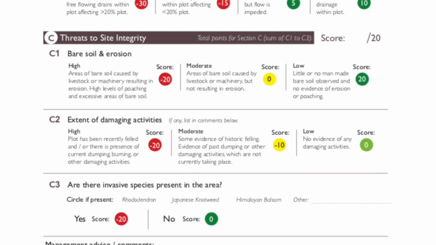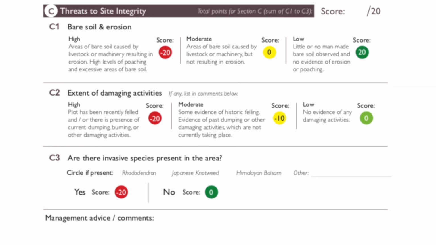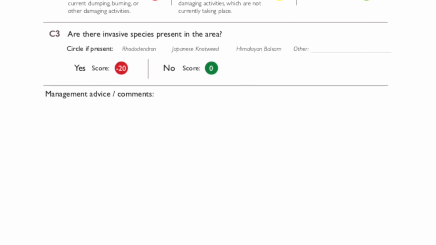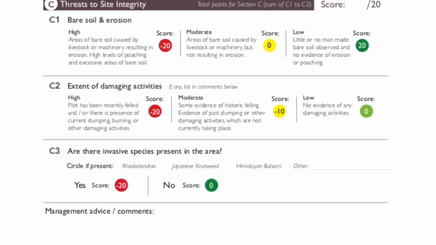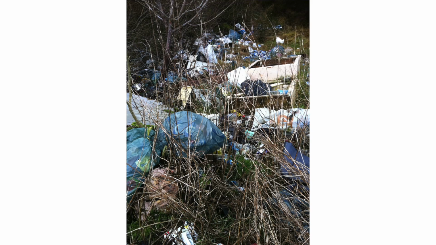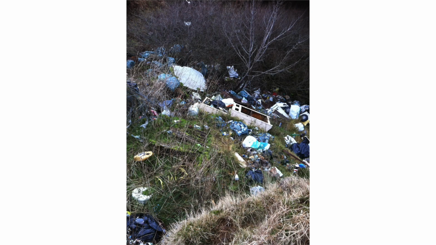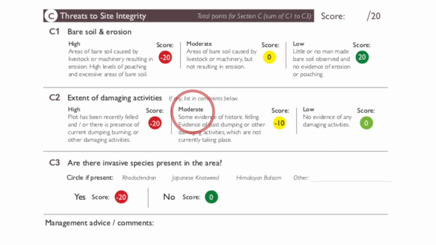C2. Extent of damaging activities. If there are any damaging activities, please list these in the comments section below. In the high category, the plot has been recently felled and/or there is current dumping, burning or other damaging activities. In the moderate category, some evidence of historic felling has taken place, or there is evidence of past dumping or other damaging activities, but these aren't currently taking place. And in the low category, there is no evidence of any damaging activities.